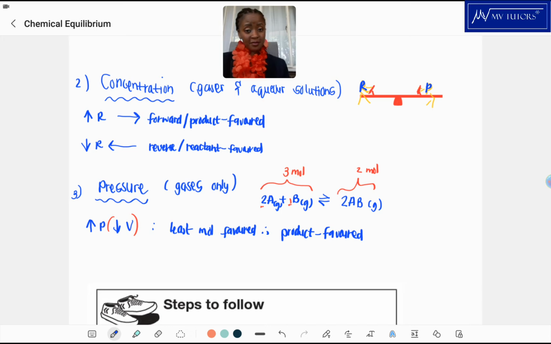Okay, now the opposite also applies. If you were to decrease your pressure, so now your volume is little because you had high pressure, and then you release the pressure, and it starts expanding again. So it means your volume will now increase. If you reduce your pressure, you're going to look at the side that has the most amount of moles. So the most amount of moles will be favored. And in this case, it is the reactants. So this will be reactant favored.